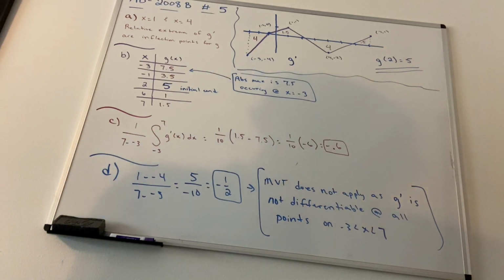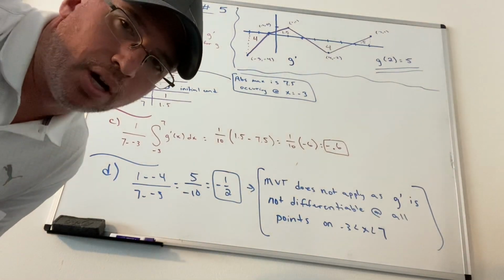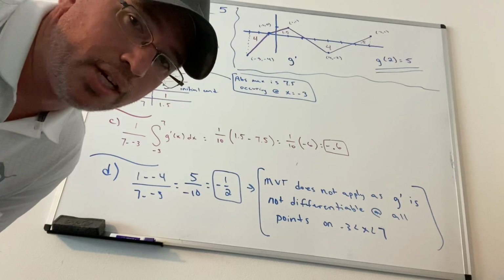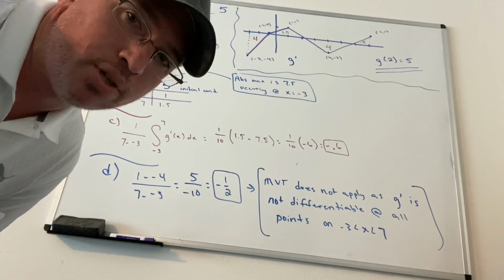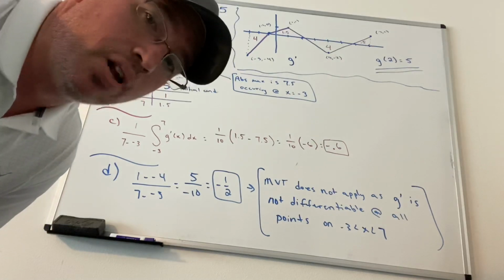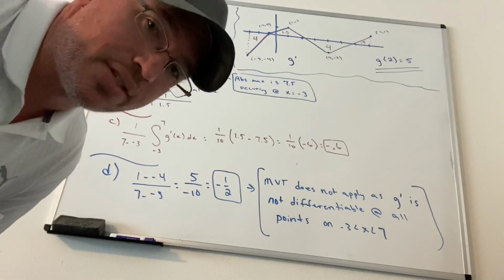Part D, find the average rate of change of G prime on the interval from -3 to 7, and then talk about the mean value theorem. Okay, so we want the average rate of change of G prime. Well, G double prime would be the rate of change of G single prime. So, and I'm looking at the graph of G single prime, which means that I need to find the slope of the endpoints because I'm at the level above the level that it's asking about.